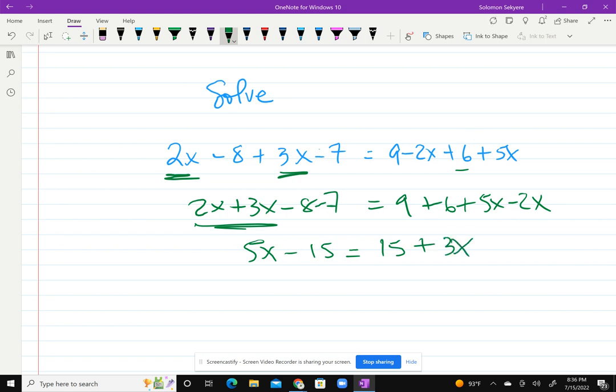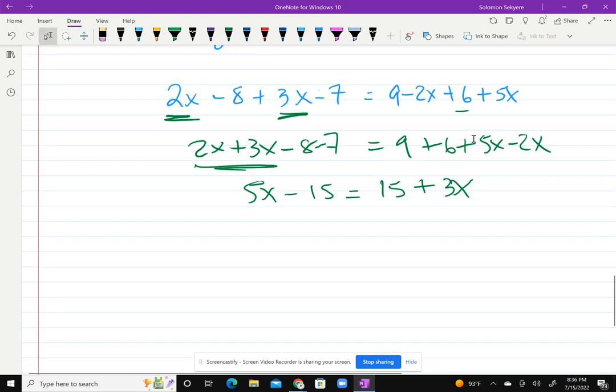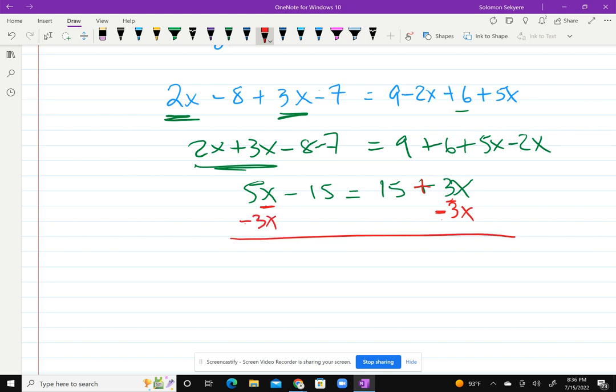I'm going to group my like terms again. Okay, I'm going to collect my variable. You see your variable. The variable is the x, right? So I'm going to group it. Since it's a plus on the right side, I'm going to subtract. I subtract 3x. Underline it. On the left-hand side, I'll be left with 2x minus 15 is equal to 15 plus 0. That goes away. That's 0. So that's what I have.